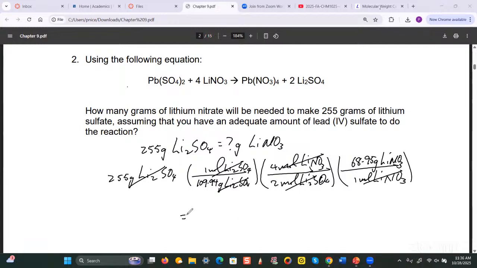So again, we have to do the calculation. 255 divided by 109.94 times 4 divided by 2 times 68.95. And according to my calculation, the answer rounded to 3 sig figs is going to be 320. with a decimal point here, and grams of lithium nitrate. And that would be the final answer, right? Okay, any questions about this one?